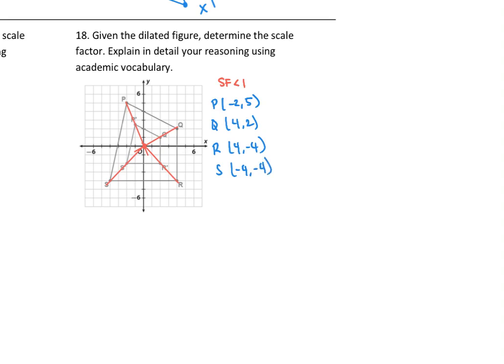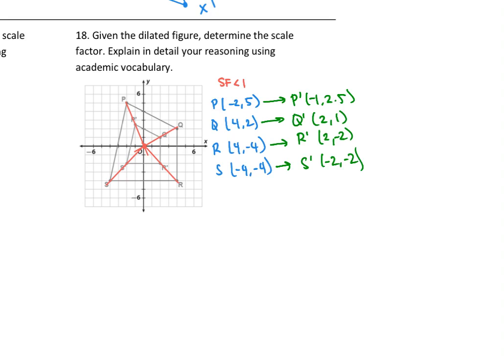And now I'm going to see what my new points are. So P prime is -1, 2.5. Q prime is 2, 1. R prime is 2, negative 2. And S prime is negative 2, negative 2. So looking at this, what seems to be happening is we're multiplying by 1/2 or dividing by 2. So that means my scale factor is 1/2.